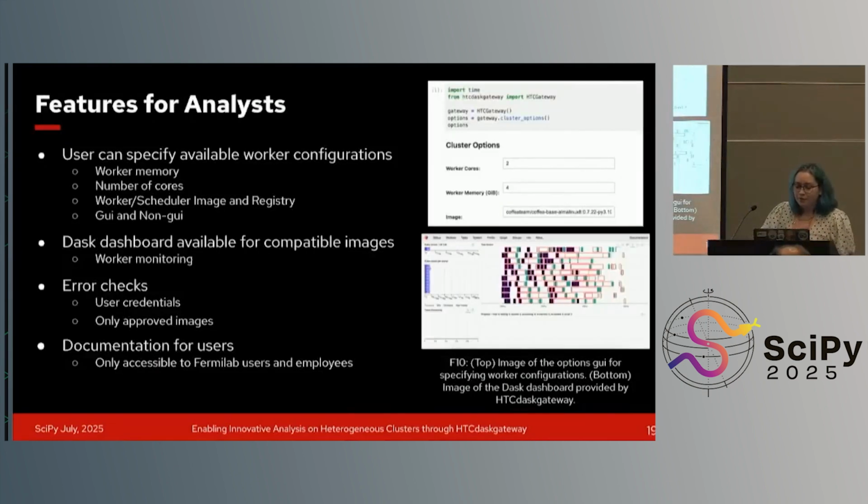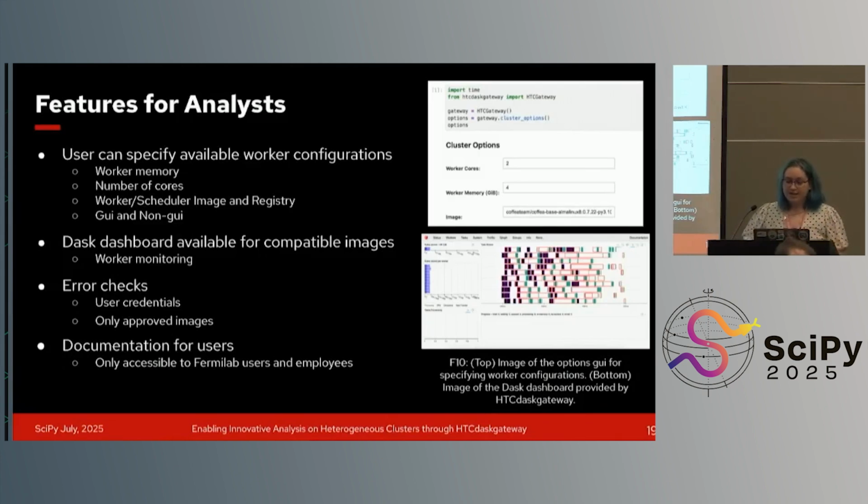And so for HTCdaskgateway, we have a few features. We allow them to specify some worker configurations. We have worker memory, number of cores, and also the images. We also have a way to do that with a GUI. So there's a way for them to do it in the notebook, like I just showed. And then in the top right, you can see there's a little GUI here, and this is how they can do it just like in the notebook if they wanted a GUI instead.